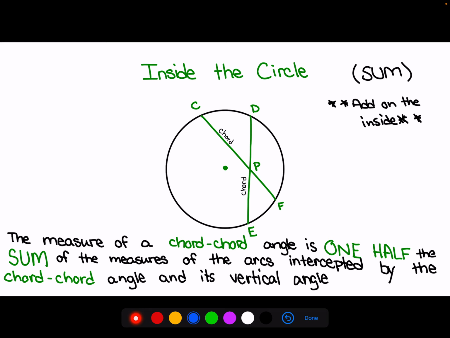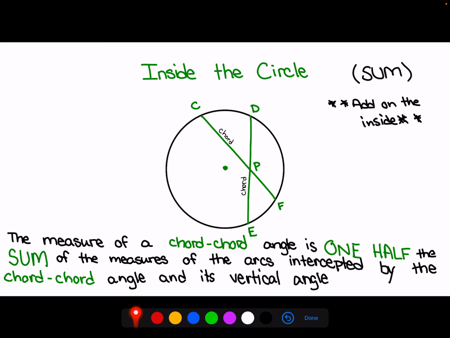So if I have an angle that's formed inside the circle, it's typically done by two chords intersecting. So this is called a chord-chord angle. Now, again, the important part is where is the angle in relation to the circle? In this case, it's inside. And if we're on the inside, then we need to add. So inside means add. The measure of a chord-chord angle is 1/2 the sum of the measures of the arcs intercepted by the chord-chord angle and its vertical angle.